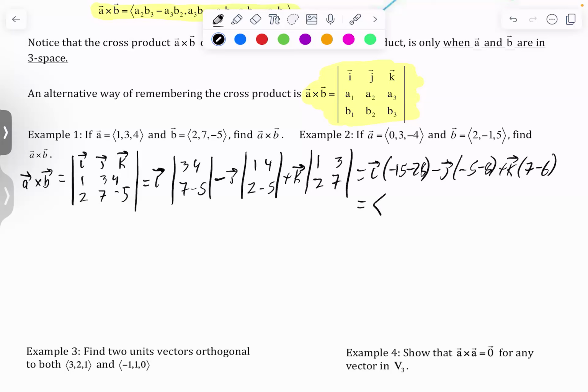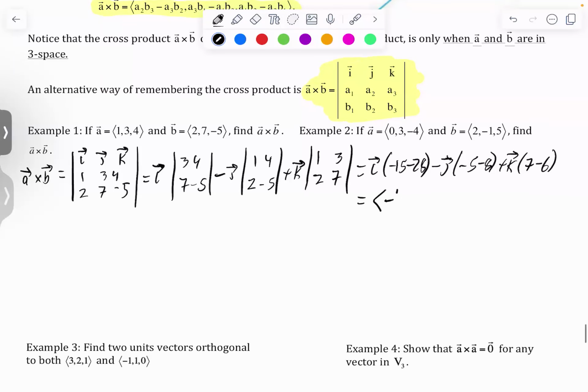So that's going to give us -43. And you can write it with the i's, the j's, and the k's in there still. And that's going to be minus -13, so that's just going to be a positive 13. And then 7 minus 6 is 1. And here is our new vector, A cross B. And once again, notice we now have a new vector.